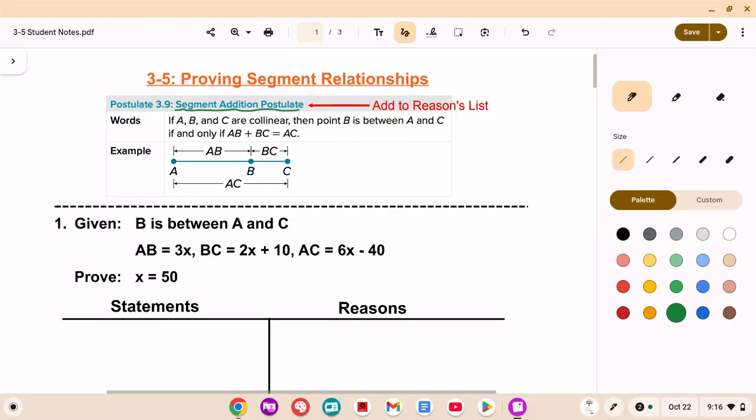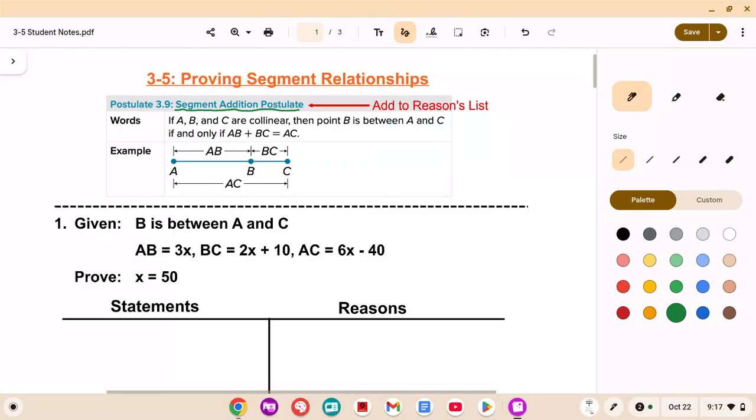Now we've actually seen this before, so I want to remind you of what this means. If you've got a segment, and they've got this example here from A to C, and B is somewhere along the way, they're just saying that the distance from A to B plus the distance from B to C is the distance from A to C, the whole thing.